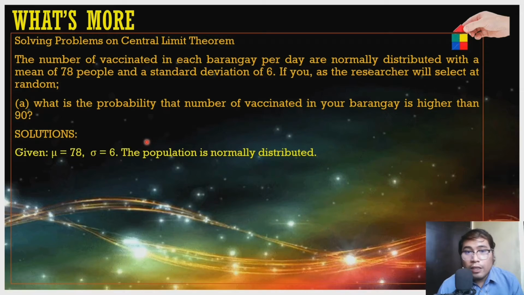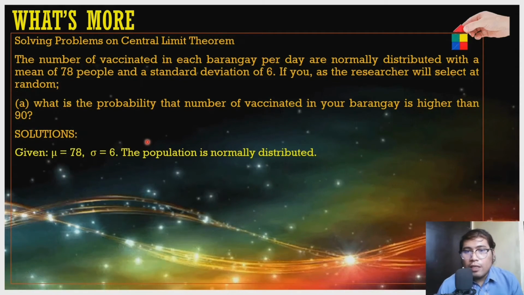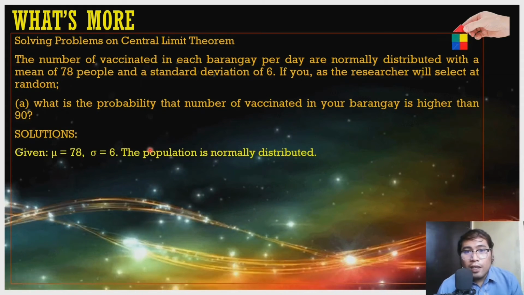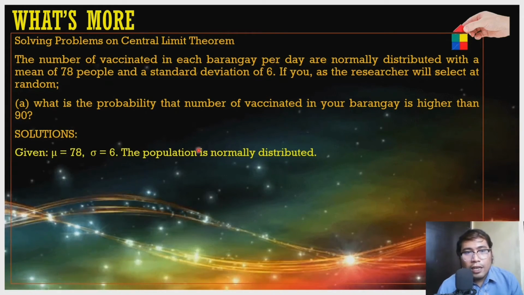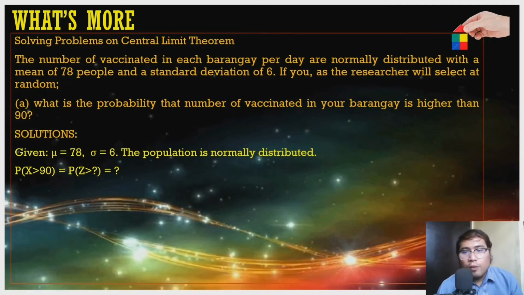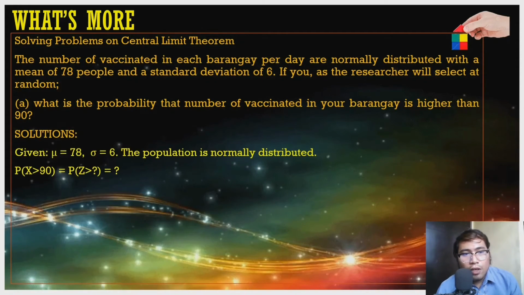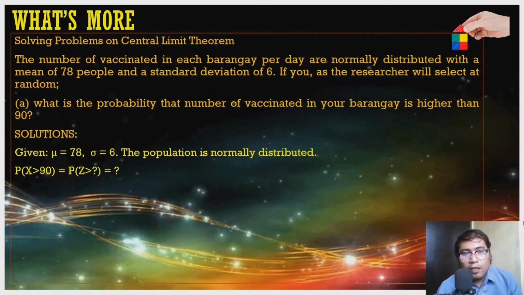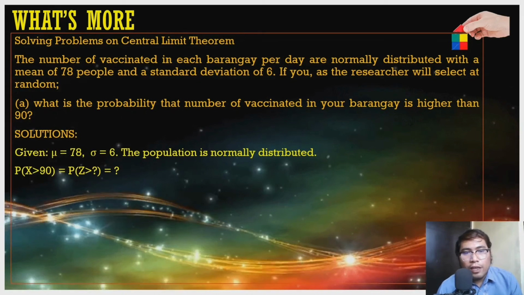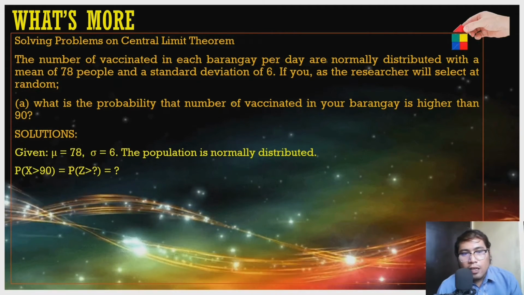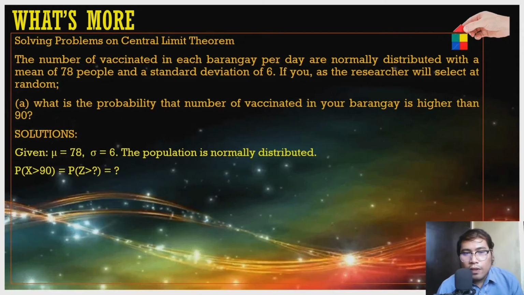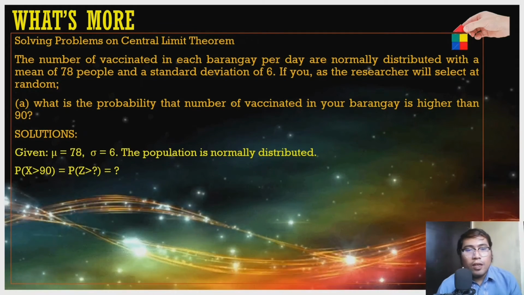It says that the probability that the number of vaccinated people in your barangay is higher than 90. So we can say the probability of X being higher means greater than 90. So we have P of X is greater than 90, and we are going to convert this raw data of X into a z-score. So we have P of z is greater than the unknown. What is the equivalent of 90 if we convert it into a z-score? How are we going to solve this? We are going to use the z formula that we discussed earlier.